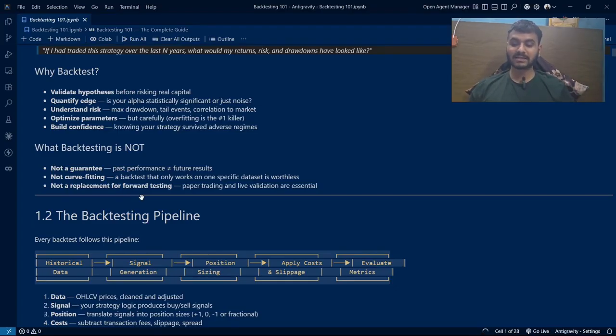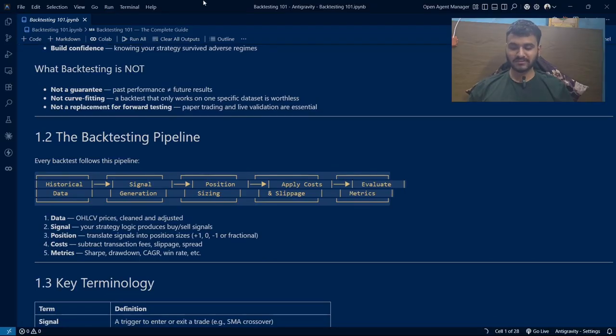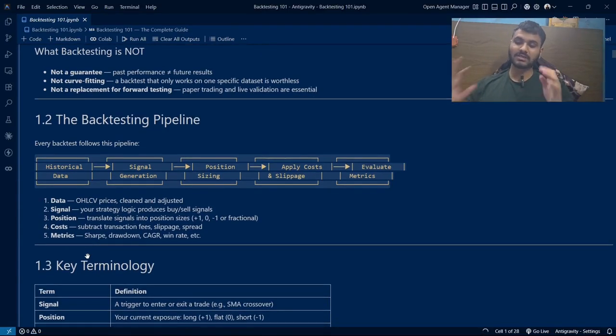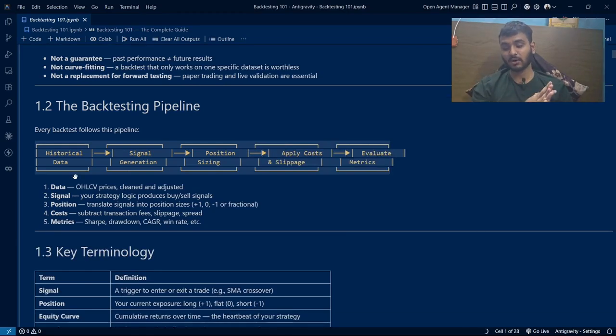Now, how does a backtest pipeline actually look? First of all, we collect historical data. There is L1, L2, L3 data. Being a retailer, I suggest you only keep it to L1 data. There is OHLCV, open, high, low, close, volume, right? Cleaned and adjusted. We're going to talk about what I mean by clean and adjusted as well. Now, once your data is processed and handled properly, it goes through your logic, and that logic produces buy and sell signals, and that signal is converted into position sizing, right?